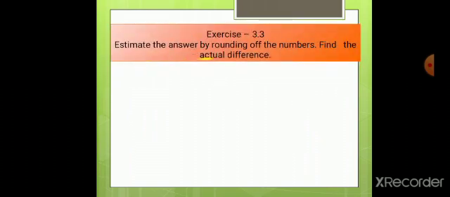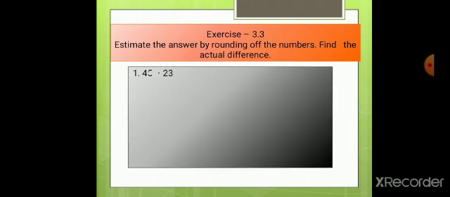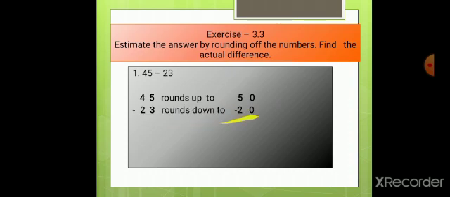Now the next exercise is, we are going to do exercise 3.3. Estimate the answer by rounding off the number. You are going to round off the number and find the actual difference also. So first of all, let me show you the sums. So you are going to write this: 45 minus 23. First of all, you will round 45 up. So 45 rounds up to 50. Okay, now 23 rounds down to 20.